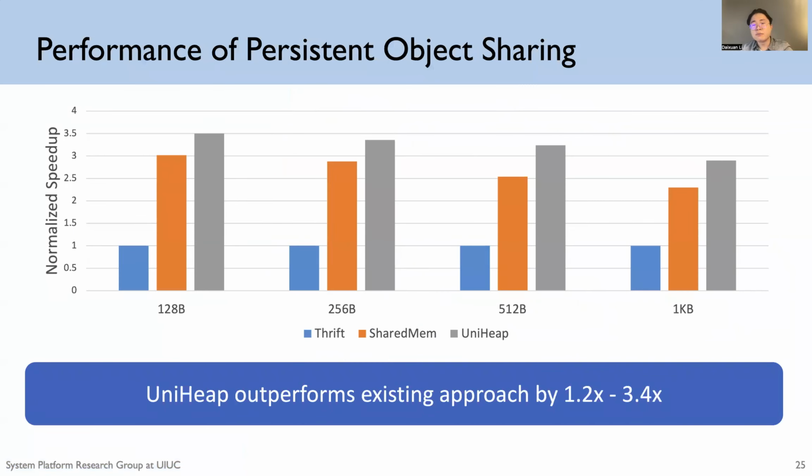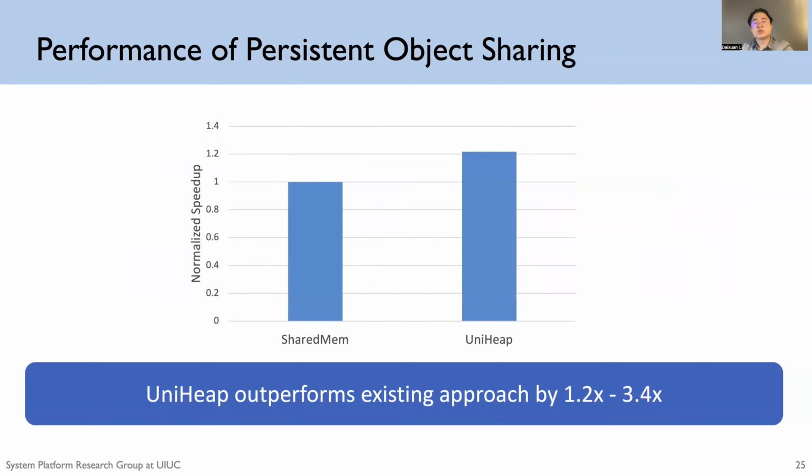We first examine the performance benefit of UniHeap on persistent object sharing. In our micro benchmark, we run one Java and one JavaScript runtime on UniHeap concurrently. We generate 10K persistent objects sequentially with the Java runtime, and then we share these objects with the JavaScript runtime with different managed runtime approaches. As shown in this figure, both UniHeap and shared memory perform 2 to 3 times faster than Thrift. This is because Thrift has to conduct serialization and deserialization operations. Also, UniHeap performs better than shared memory, which we will explain with the next experiment.